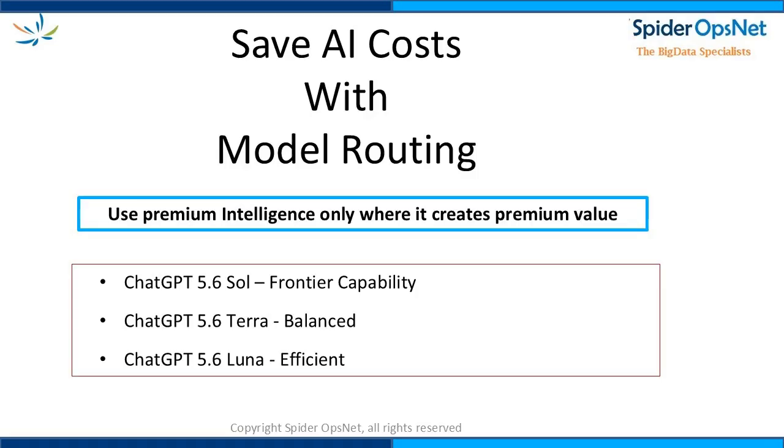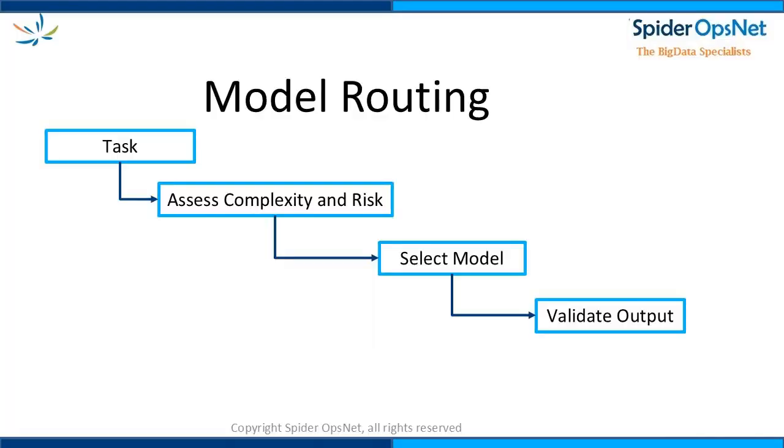So, a more efficient approach is called model routing. Model routing means assigning each task to the least expensive model that can complete it reliably. The objective is not simply to minimize cost, it is to achieve the right balance between quality, speed, risk, and cost. What is model routing?